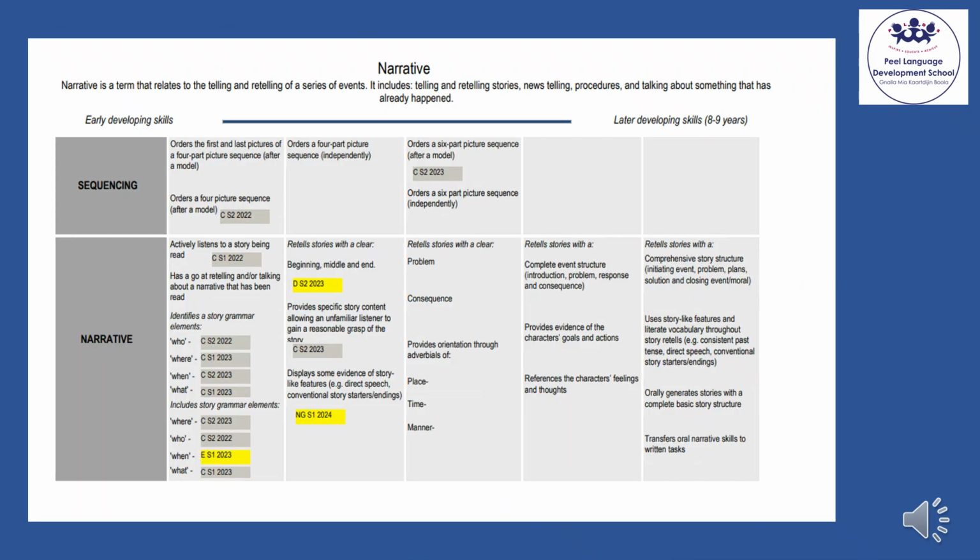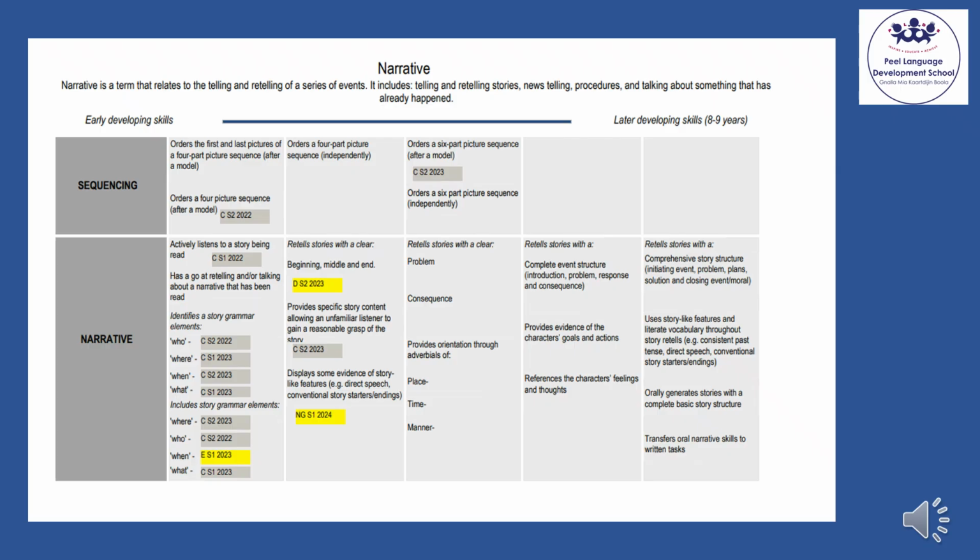Narrative is another language area on your child's developmental language profile that can be targeted during book sharing activities. For example, for younger children, you can talk about the characters in the story, where they are, when the story took place, and what happened. For our older students, you may discuss what the problem is in the story, what attempts were made to solve the problem, and how the problem was resolved.